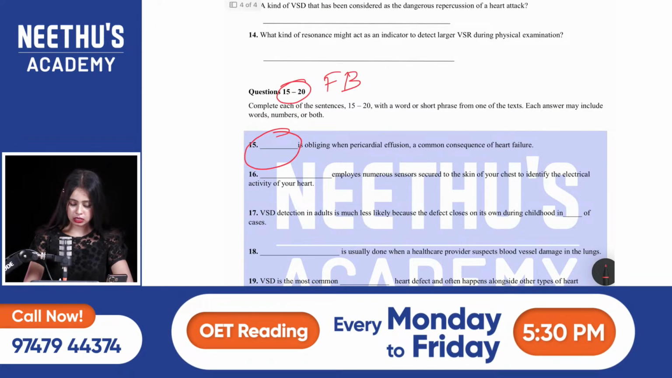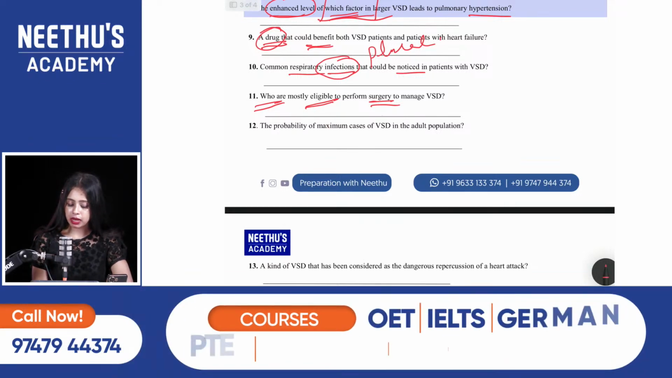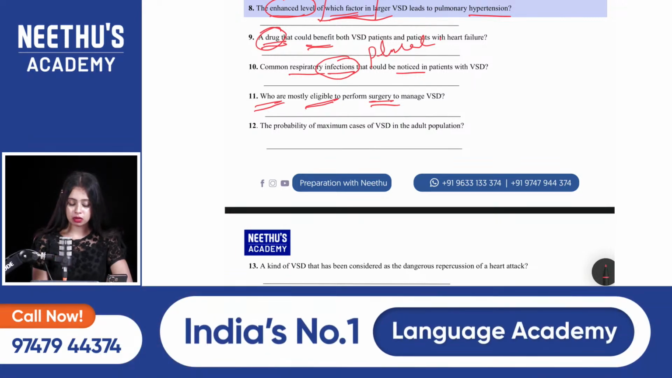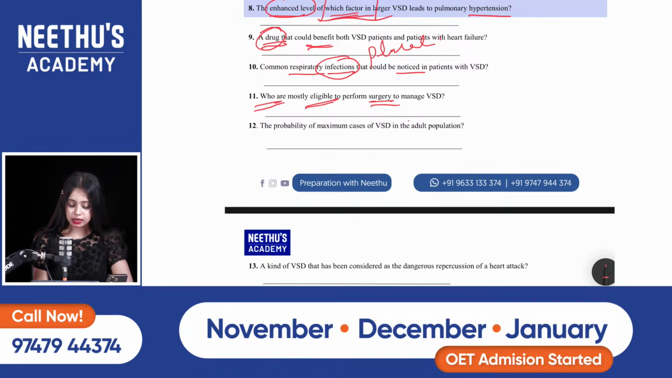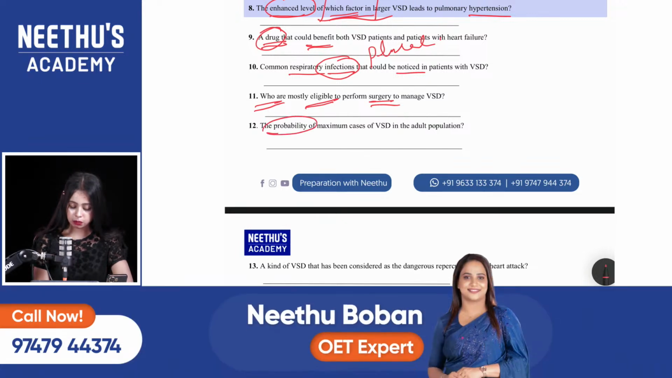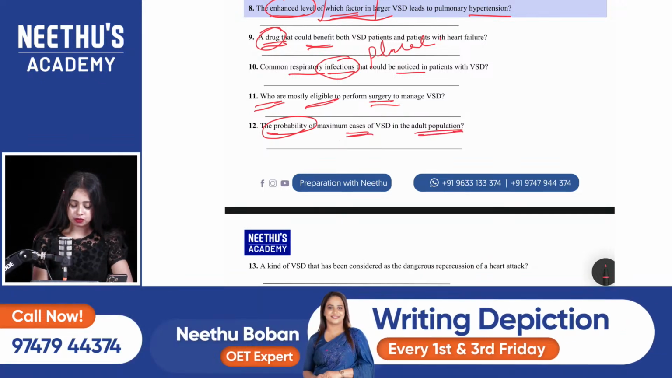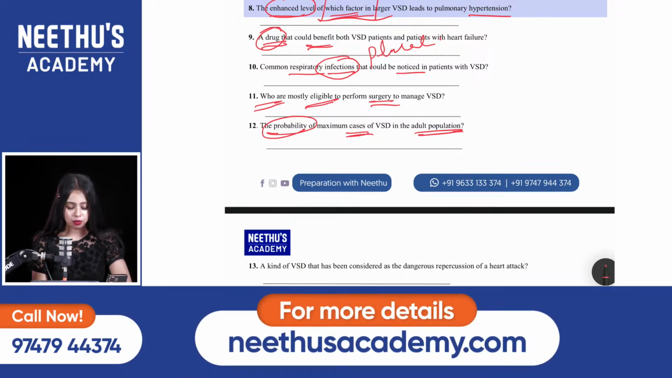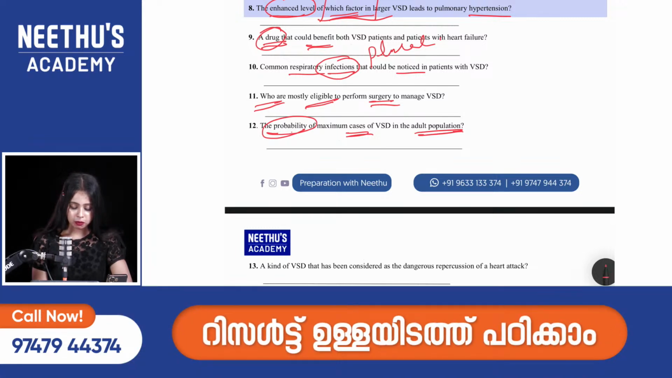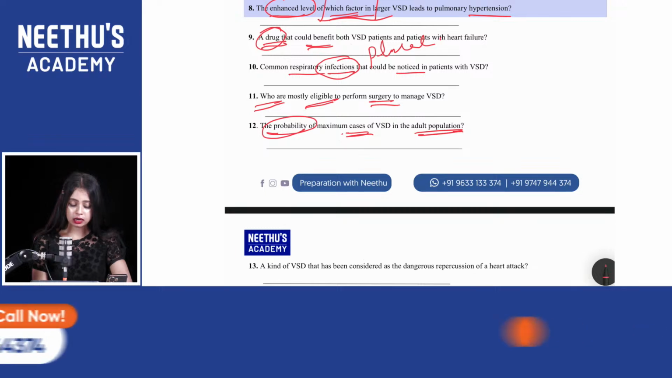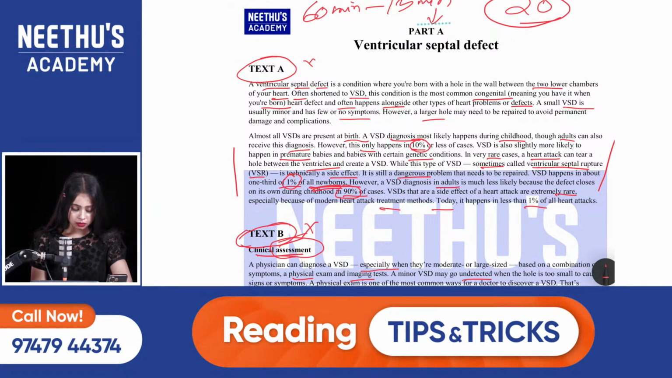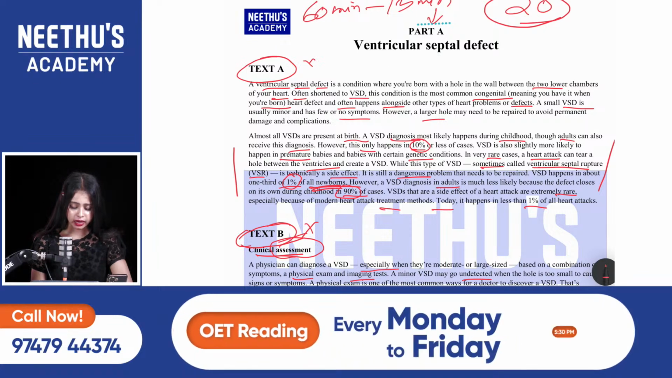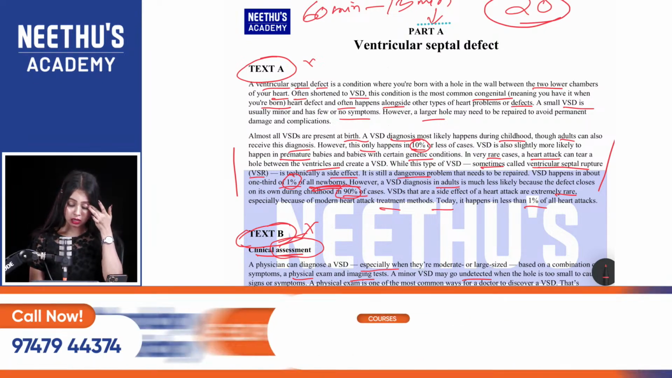Okay, then the 12th one: the probability of maximum cases of VSD in the adult population. Yes, Aimy, correct answer. Yes, Nimmi, correct answer. Yes, Alina, only one. Number of cases, probability, possibility, proportion. How much? The 10th one, sorry, the 12th one. Is it 90? Where is 90 mentioned? Why is it 90, guys?